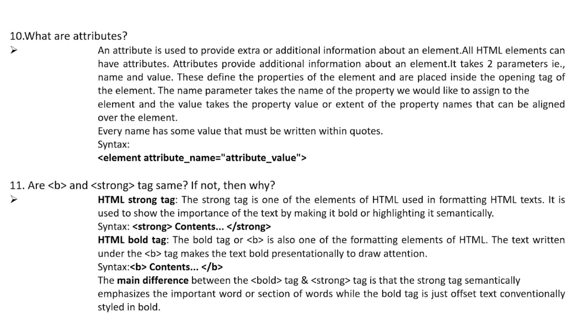HTML bold tag. The bold tag or B is also one of the formatting elements of HTML. The text written under the B tag makes the text bold presentationally to draw attention. The main difference between the bold tag and strong tag is that the strong tag semantically emphasizes the important word or section of words, while the bold tag is just offset text conventionally styled in bold.